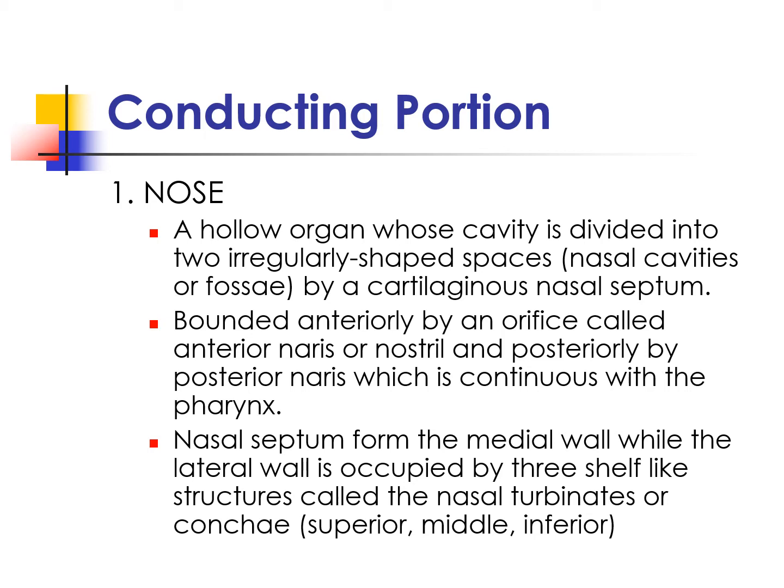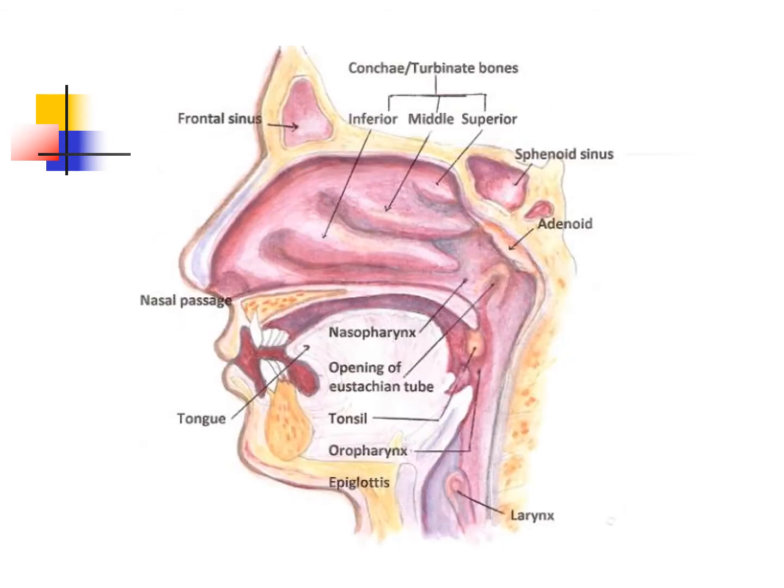So first we have the nose. Ano yung nose? It is a hollow organ whose cavity is divided into two irregularly shaped spaces. It is bounded anteriorly by an orifice called anterior nares or nostril and posteriorly by posterior nares. The nasal septum forms the medial wall while the lateral is occupied by three shelf-like structures, also known as the nasal turbinates. We have the superior, middle, and inferior. So that's the picture of the structure of the nose.